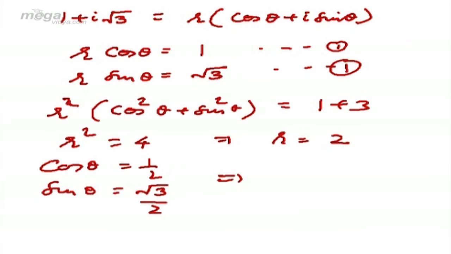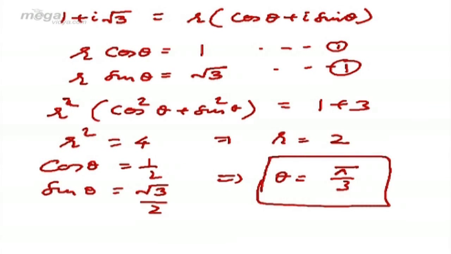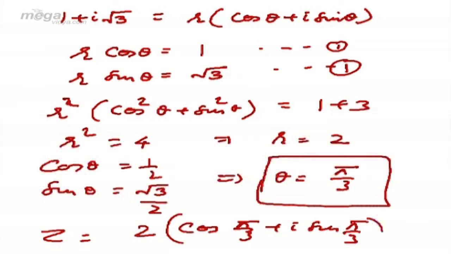From these two equations we will get theta is equal to pi by 3. So we can write the complex number in polar form, that is z is equal to 2 (cos pi by 3 plus I sin pi by 3). You can also write it like 2 into e to the power I pi by 3.